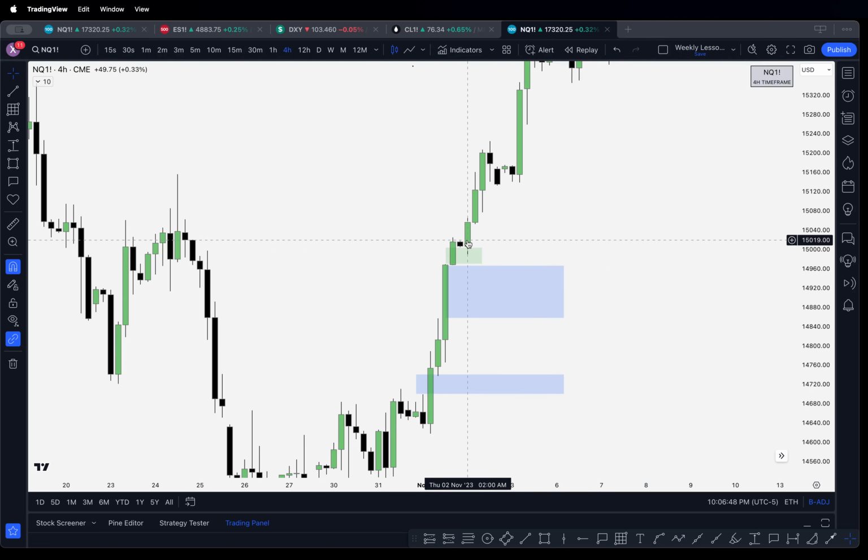When was this? November? This was November 2nd, 2 a.m., 4-hour candle, Thursday, November 2nd, 2023. All right, I'm looking right now. Thursday, 2 a.m. You said 2 a.m. or 2 p.m.? 2 a.m. Does that come into the lower fair value gap yet? Yes?